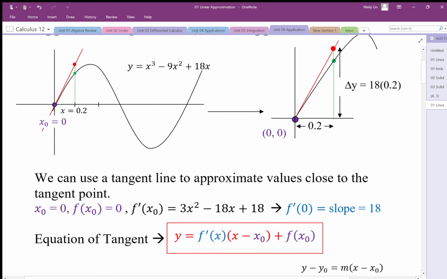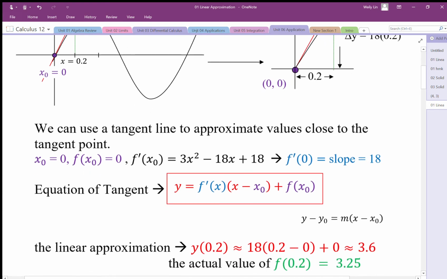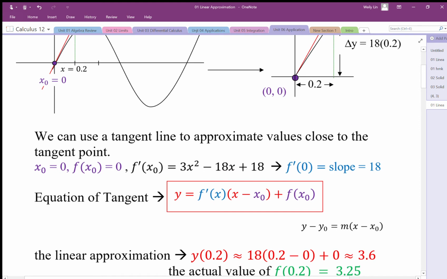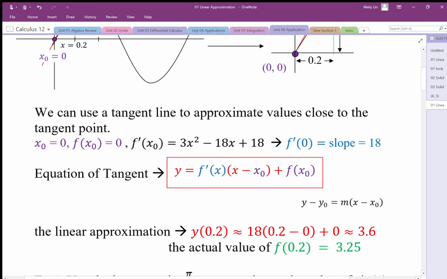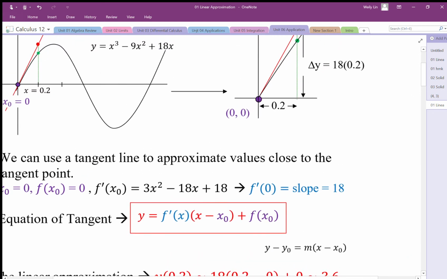So when I plug this in, I know that my slope is going to be 18. Okay, so I plug in my coordinate of 0.2. My original x naught is 0, and my y naught is 0. When I actually plug it in, I estimate the value of y at x equals 0.2. So this value of y we don't know, but the red line is going to be approximated by this linear equation, and we get a value of 3.6. Okay, we can see it over here as well.